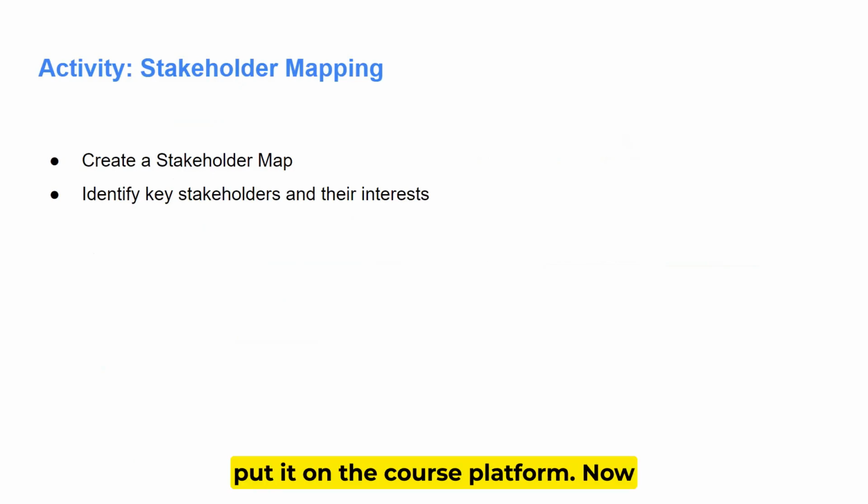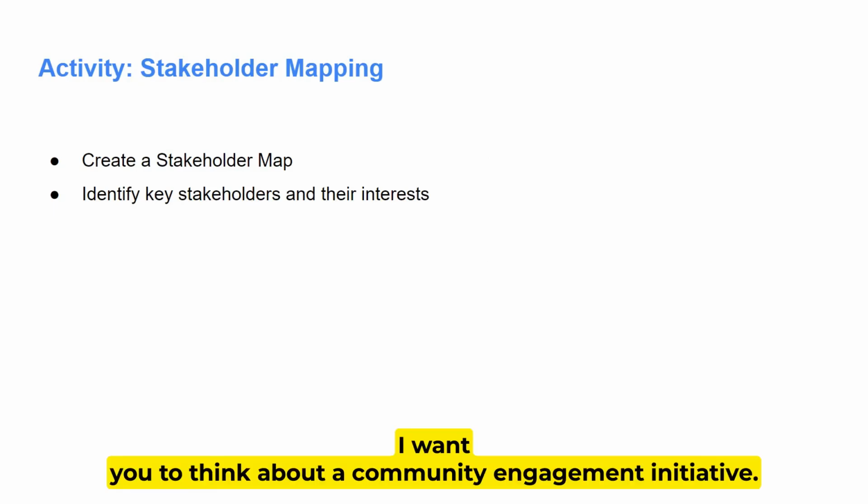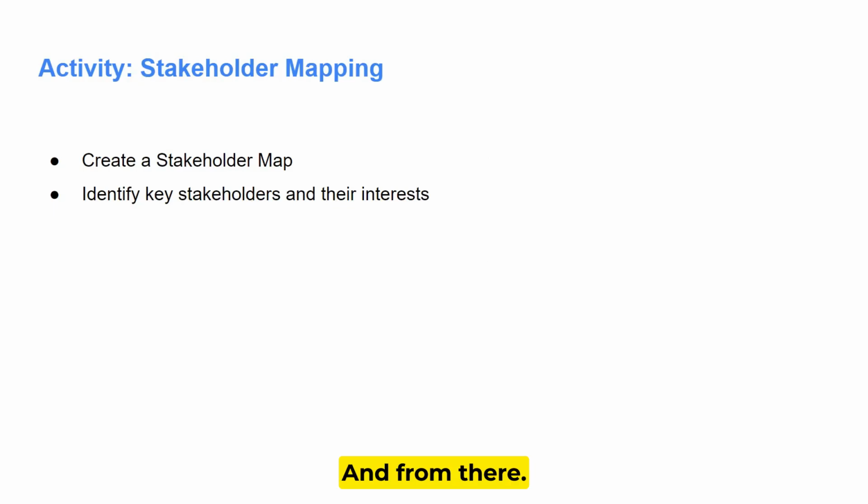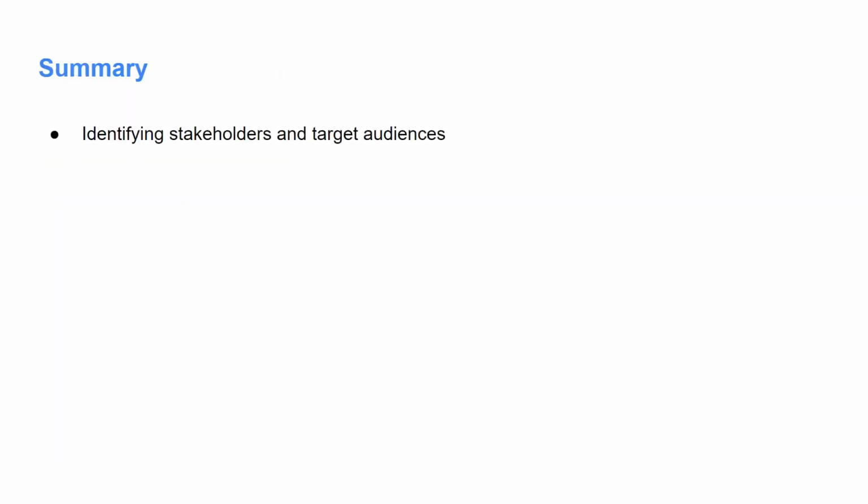It's not necessary for you to put it on the course platform, but you can decide to put it there. Now, I want you to think about a community engagement initiative, and from there, map out your stakeholders. Create a stakeholder map and use it to identify your key stakeholders and their interests. So that is an activity for you.